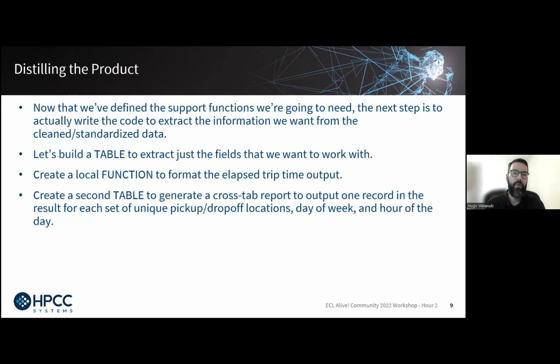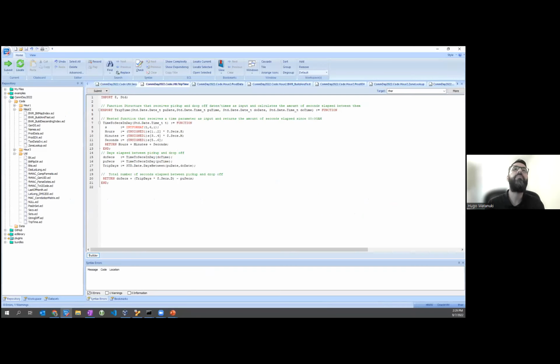Remember, we are also interested in extracting the average amount of the fare and the duration of the trip. So we'll use a crosstab functionality to do that, okay? And all that logic will be contained within the prod data.ecl code. So let's tab over to the ECL IDE. Okay.